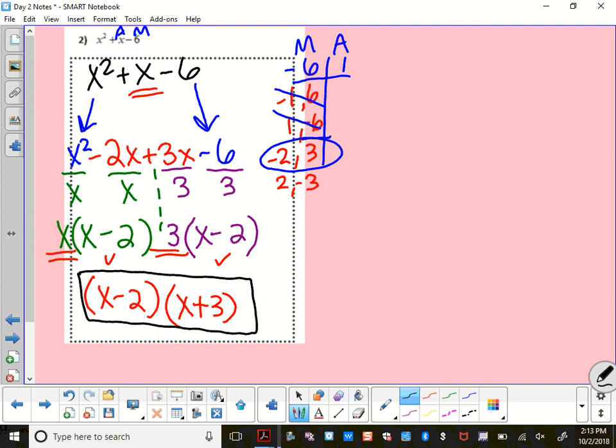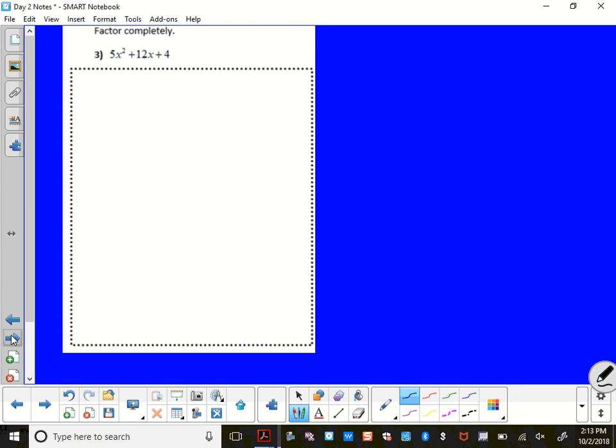Okay, so on number 3, when I ask myself, do I have a GCF? 5x squared plus 12x plus 4. Nope, my numbers don't have anything in common, my x's don't have anything in common, because 4 doesn't have an x. But do you guys see how number 3 has a number in front of x squared where the other 2 did it? I don't like that. That means I need to swing it over, so that 5 connects to that 4.